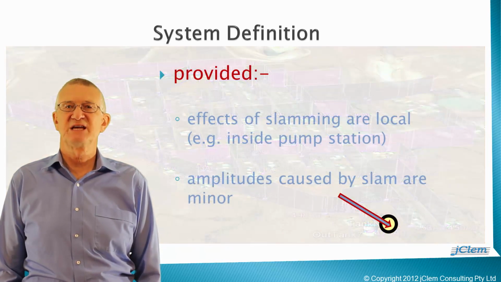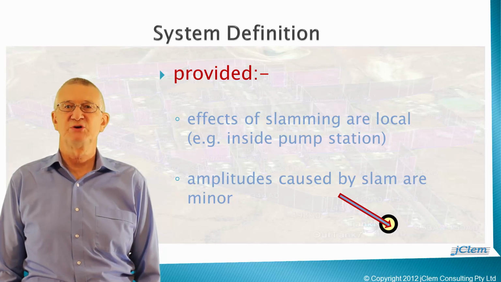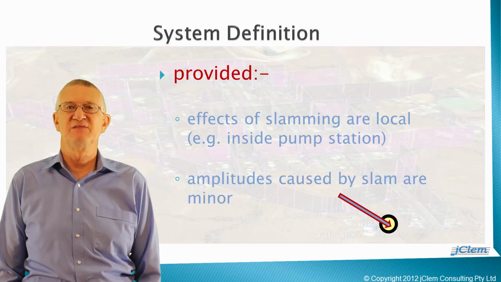Even during system definition, to safely apply a 0-second non-return valve closure time, 2 assumptions need to be true. 1. The surge effects of non-return valve slamming are local, for example confined within the pump station. And 2. Surge amplitudes generated by slamming non-return valves are relatively minor in the context of the overall system surge amplitudes. These assumptions generally turn out to be true in many projects.